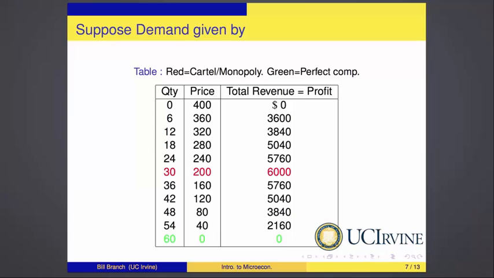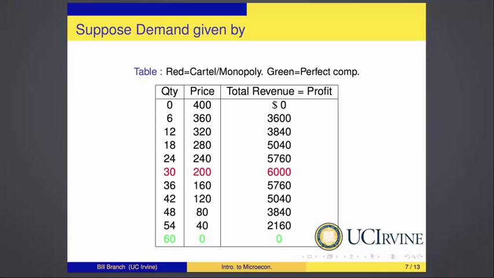Then the column all the way on the right is total revenue, which is just price times quantity. Of course, at a quantity of 0 and a price of 400, the revenue is 0. But a price of 360, selling 1 row or 6 seats, would yield a revenue of 3,600. And so on. You should be able to compute each of the revenues for each of the quantities and prices on your own. In this case, we've assumed that the costs are 0, so the total revenue is also the profit from extra seats.